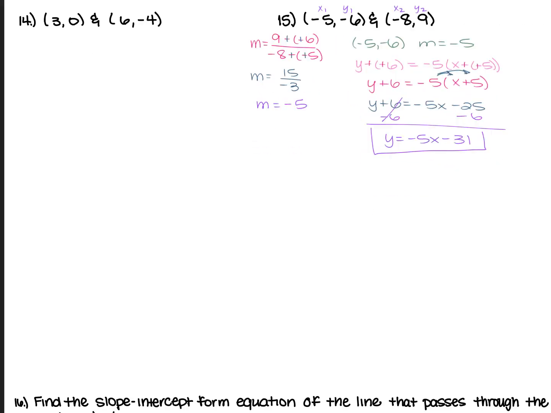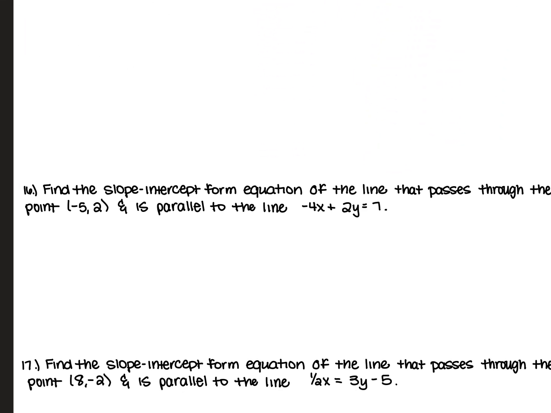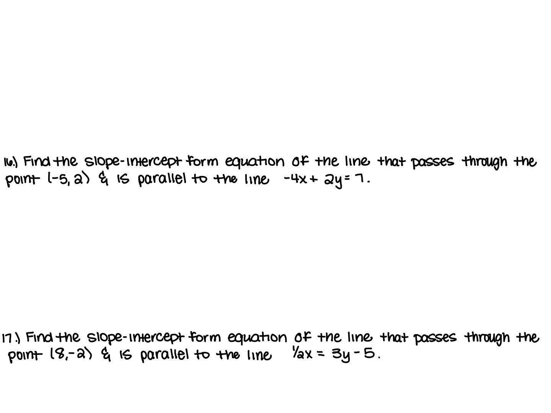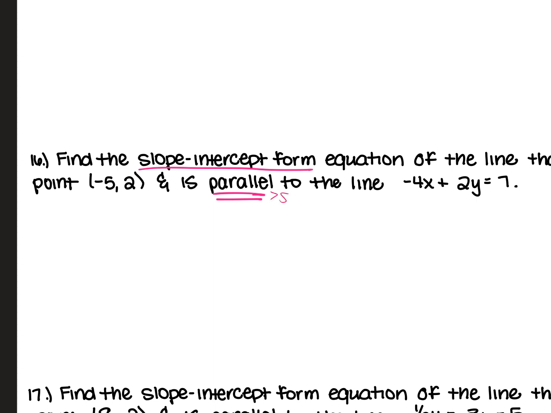Your next set of questions are telling you to find the slope-intercept form equation of the line that passes through the point (-5, 2) and is parallel to the line negative 4x plus 2y is equal to 7. For this one, the first thing that you need to recognize is that your answer needs to be in slope-intercept form. From there, it's parallel. If it is parallel, that means that it will have the same slope as the line that's given to you, negative 4x plus 2y is equal to 7.